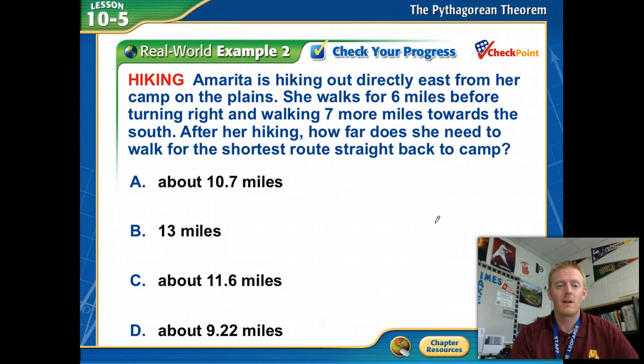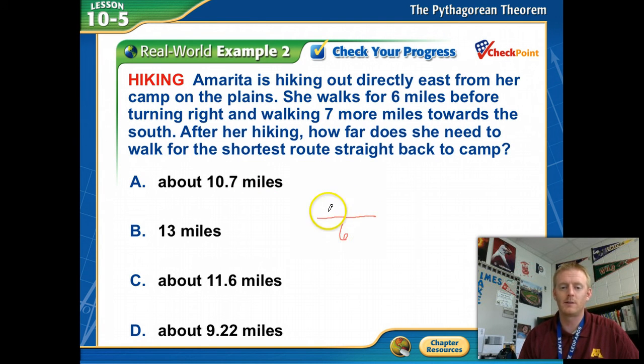We'll try another one. Amarita is hiking out directly east from her camp on the plain. She walks for 6 miles before turning right. Oh boy, we're going to need to draw this. Directly east. East is this way, right? So she goes east for 6 miles before turning right and walking 7 more miles towards the south. Turns right, goes 7 miles. How far does she need to walk for the shortest route?